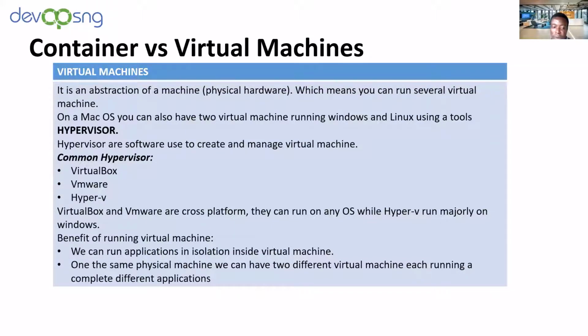Now, if you are talking about the benefits of running a virtual machine, we can run applications in isolation inside a virtual machine. Another one is that on the same physical machine, we can have two different virtual machines, each running completely different applications. If you are using Linux, you can also install a Windows operating system on that Linux with the help of a virtual machine. I hope we get the point.